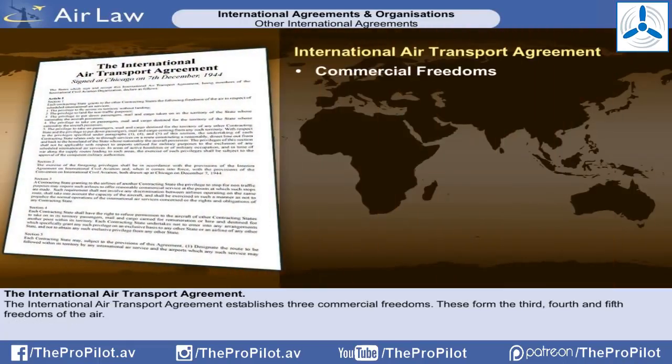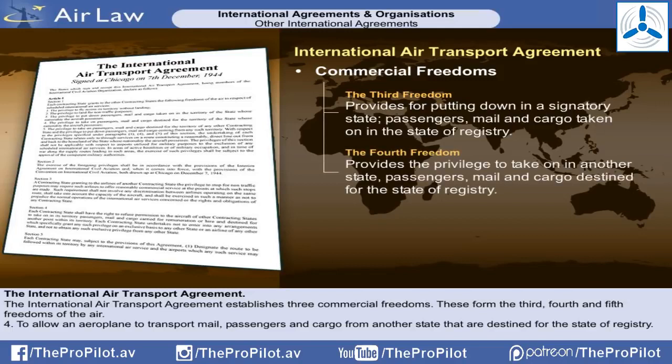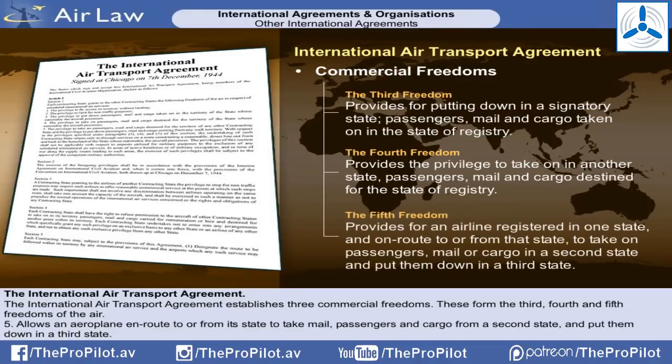The International Air Transport Agreement establishes the third, fourth and fifth freedoms, collectively known as the commercial freedoms. The third freedom provides for putting down in a signatory state passengers, mail and cargo taken on in the state of registry. The fourth freedom provides the privilege to take on in one state passengers, mail and cargo destined for the state in which the airline is registered. The fifth freedom provides for an airline registered in one state and en route to or from that state to take on passengers, mail and cargo in a second state and put them down in a third state.